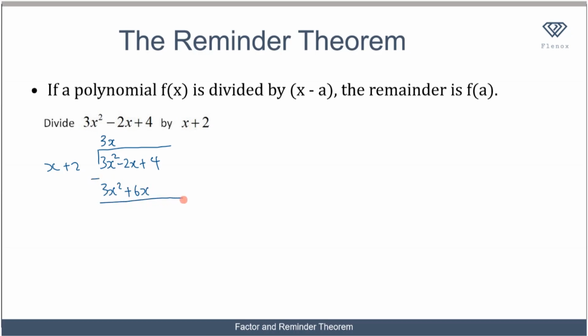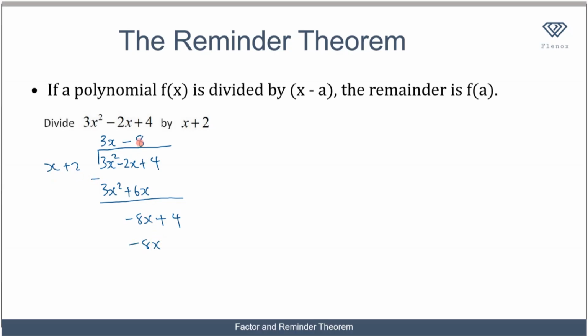When you subtract, 3x squared minus 3x squared gives 0. Then minus 2x minus plus 6x will be minus 2x minus 6x, which gives me what? Minus 8x. Then I'll bring down this plus 4. Now minus 8x divided by x will give me what? Minus 8.